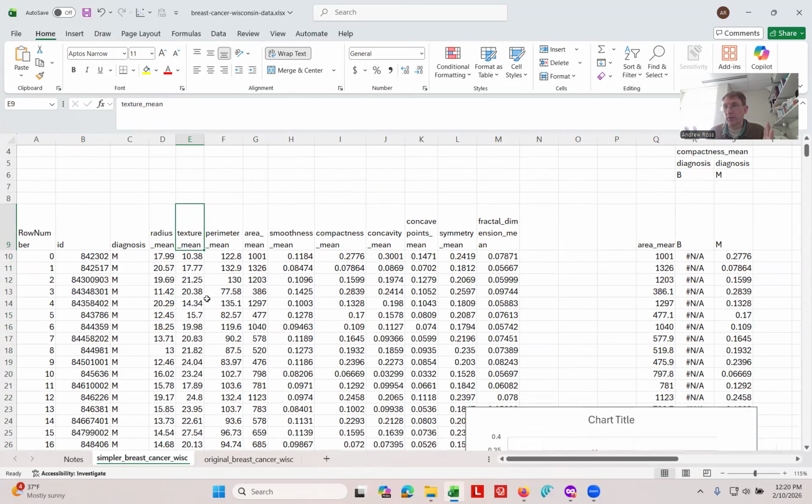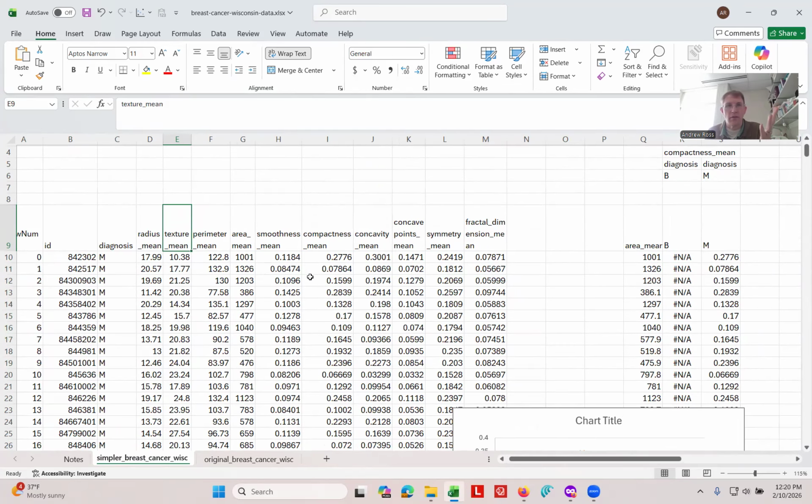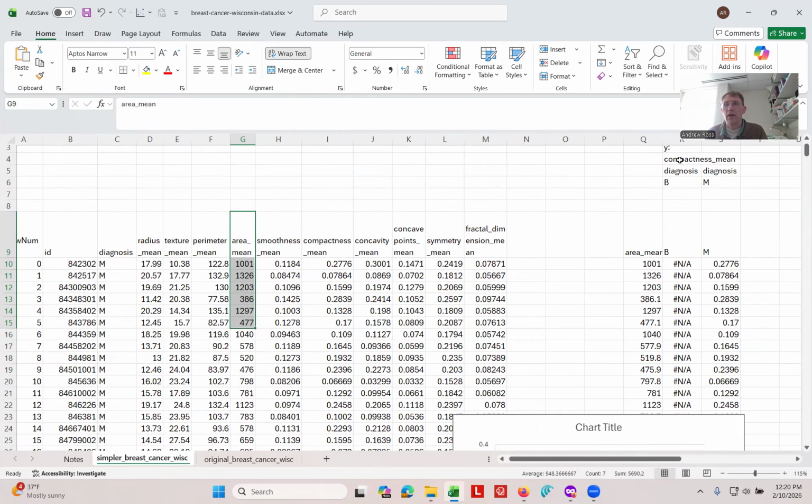How could we go about exploring how the numbers relate to being malignant or benign? One way we could do it is pick one measurement, for example maybe the area, and then try to make a scatter plot of another measurement with it. I've chosen compactness here, and try to color the dots differently for malignant or benign. That's actually kind of hard to do in Excel.